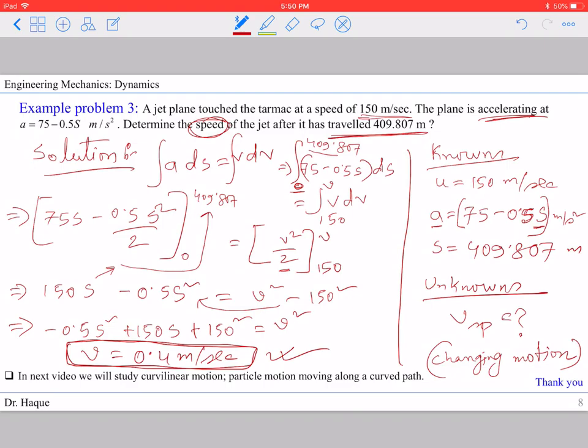So today we have solved 3 problems. In the next video, we will study curvilinear motion, which is particle motion along a curved path. So far we have studied particles moving in a straight line, and we study the theory of particle motion along a curved path, and in the next class we'll solve problems.